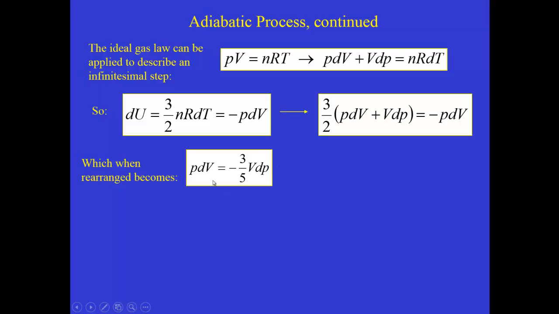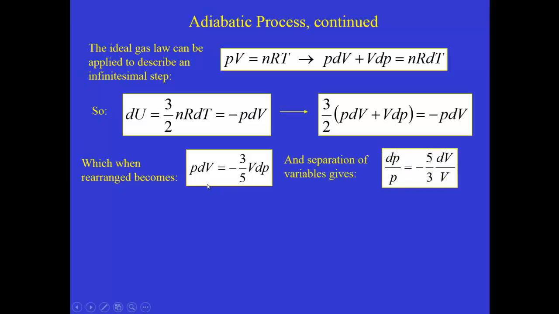And in order to solve this one, what we're going to do is employ a technique called separation of variables. And we used this earlier in the course in a different context. So what we want to do is get all the P terms on one side of the equation and all the V terms on the other side of the equation. So when we do that, we just basically divide both sides by P and divide both sides by V, and then multiply by 5/3. So we get dP over P equals minus 5/3 dV over V.